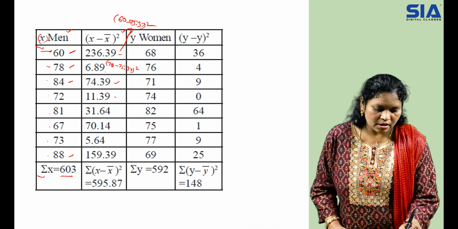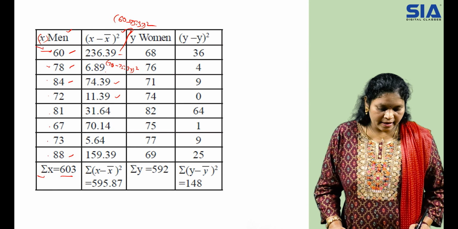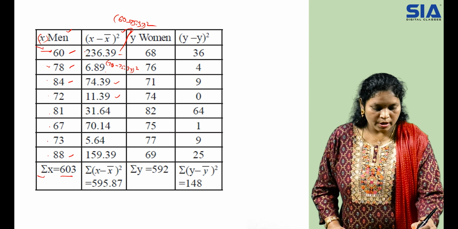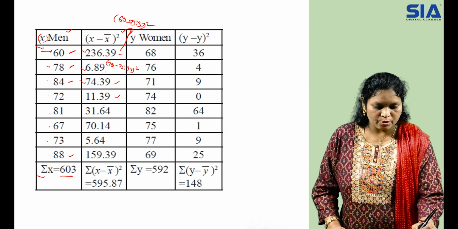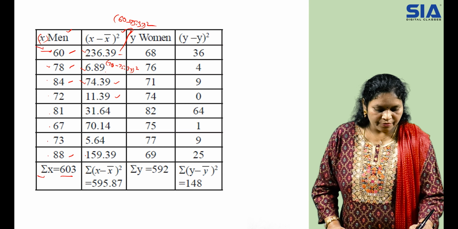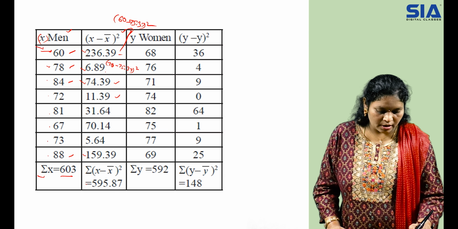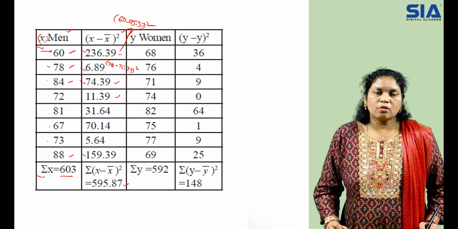Similarly, obtain all the values in this column using the x and x bar values, and then take the total. That is 236.39 plus 6.89 plus 74.39 up to 159.39. You have to add up all the values. So we got the total as 595.87. So one column I have got.